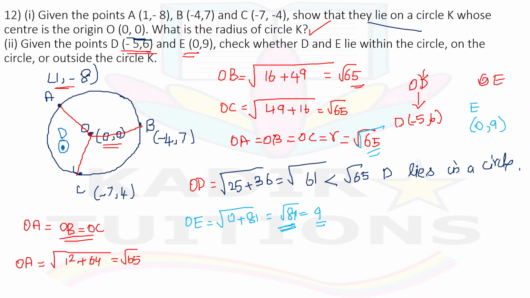Then what is the meaning? So obviously this root 81 will be lying outside. So it will come beyond the circle. So the point E is lying outside the circle K. Yes, this is our answer. We'll see the next question.